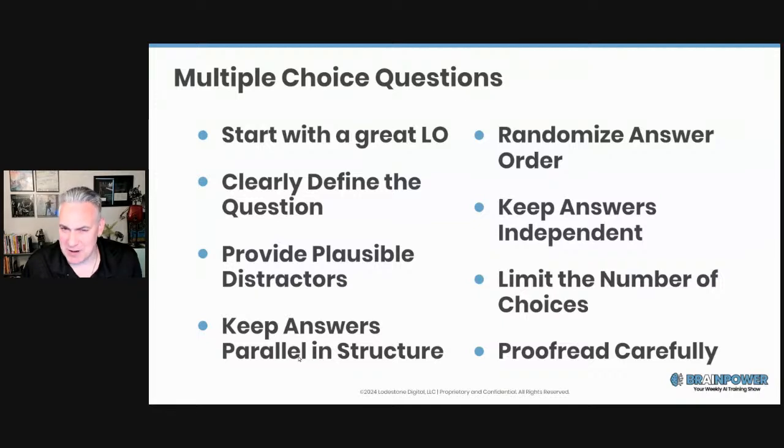But we don't want to do that. We want to keep them all the same length. Don't make the answer C every single time. Change it up, so we're going to randomize the order. Keep the answers independent. You want to limit the number of choices. We're only going to use 3 here today, which is optimal: 2 distractors, 1 correct answer. And always proofread your questions.